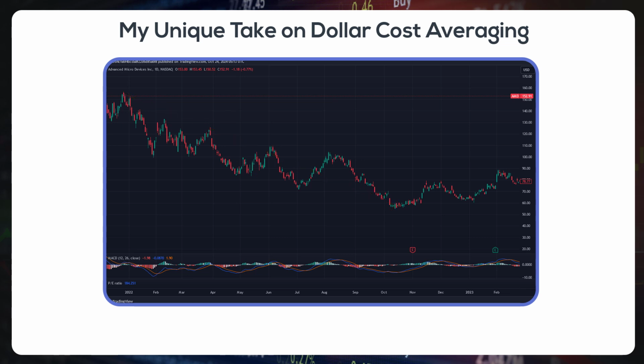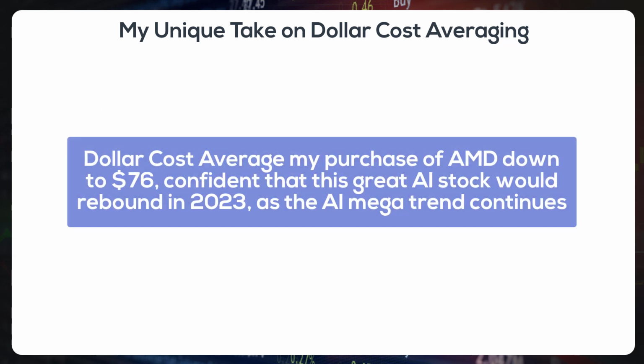I used my buying price point of $119 to determine when I should start my purchasing, and then every time the stock dropped further, I purchased even more stock. I was able to dollar cost average my purchase of AMD down to $76, confident that this great AI stock would rebound in 2023, which it did to almost $130 by June 2023 as the AI megatrend continues.